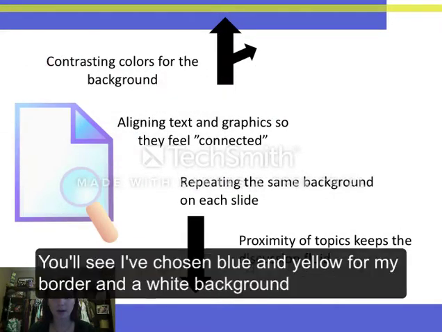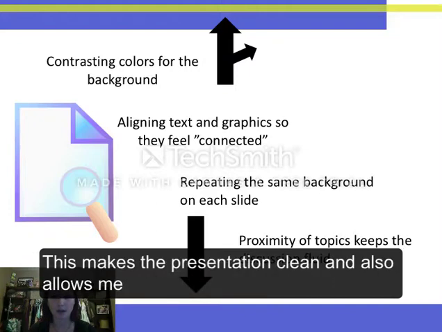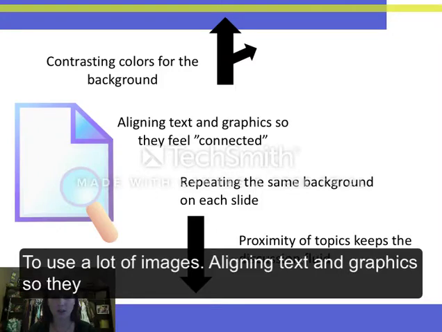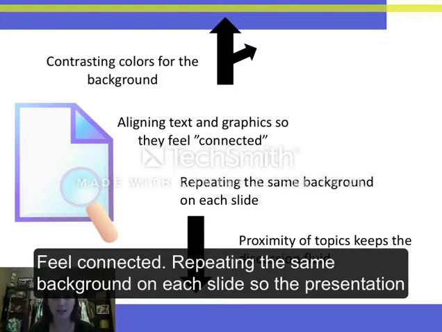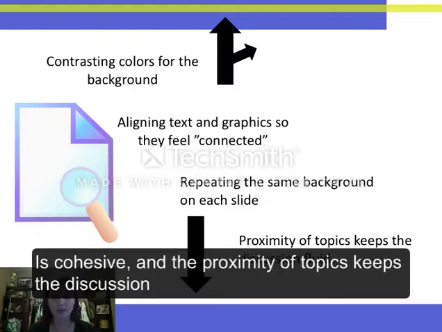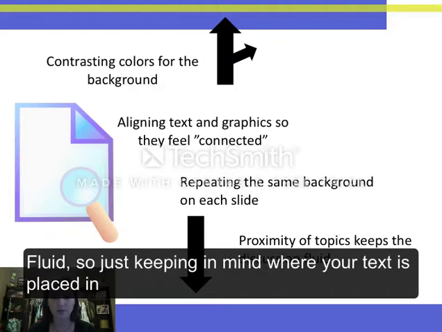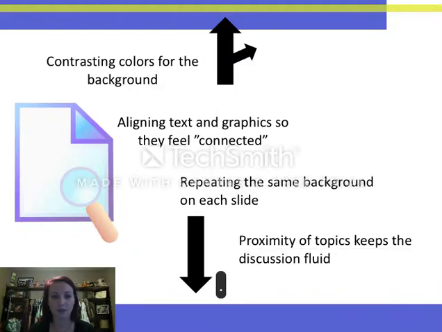Contrasting colors for the background, you'll see I've chosen a blue and yellow for my border and a white background. This makes the presentation clean and also allows me to use a lot of images. Aligning text and graphics so they feel connected. Repeating the same background on each slide so the presentation is cohesive, and the proximity of topics keeps the discussion fluid, so just keeping in mind where your text is placed in regards to where your graphics are placed.